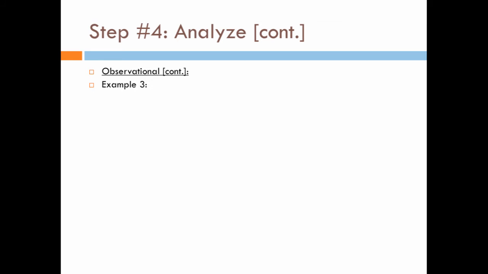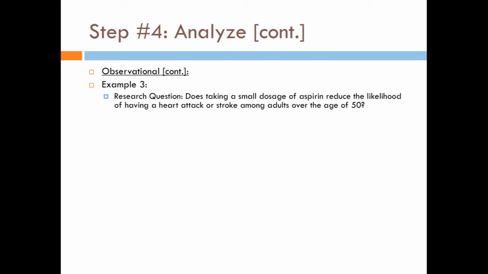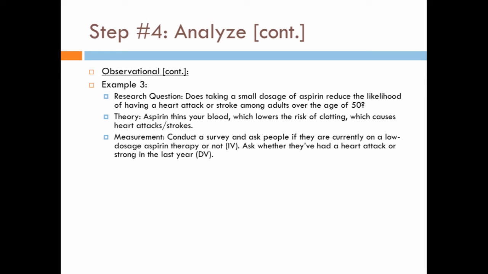All right, let's do one more example for good measure. Let's say our research question is, does taking a small dosage of aspirin reduce the likelihood of having a heart attack or stroke among adults over the age of 50? We theorize that aspirin thins your blood, which lowers the risk of clotting, which causes heart attacks and strokes. Our measurement procedure will once again be a survey.